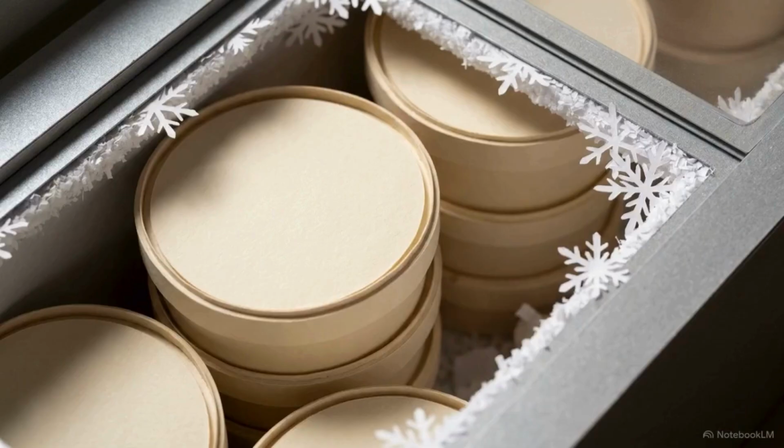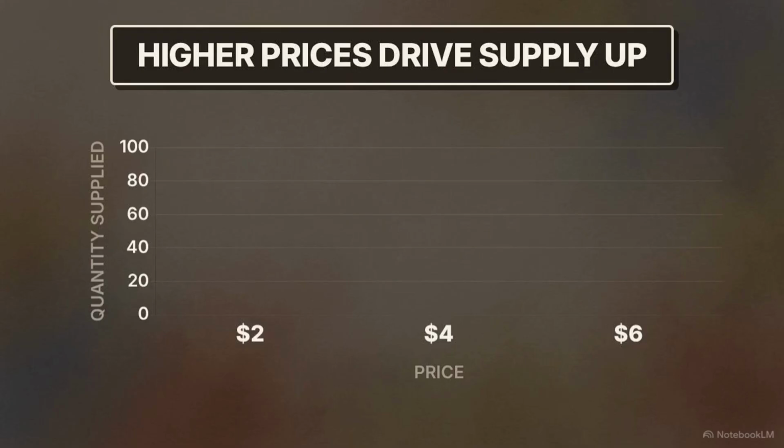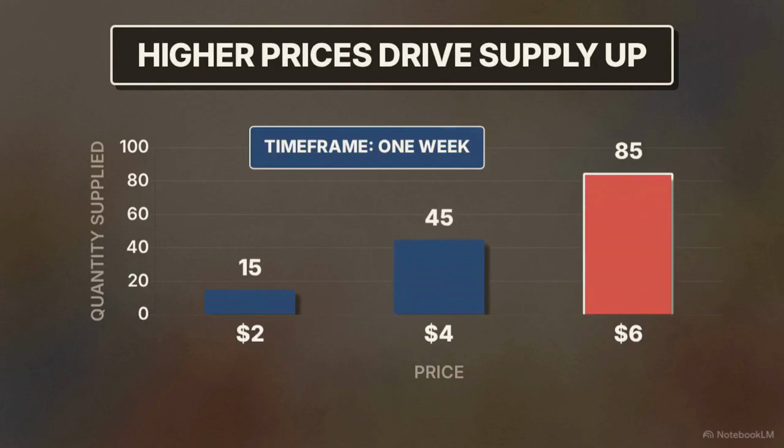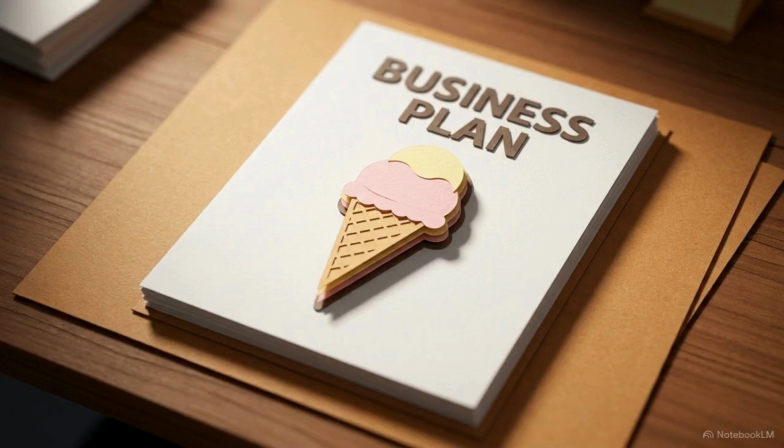When economists talk about Steve's supply, they aren't just talking about the physical tubs of vanilla in his freezer. They are describing Steve's willingness to sell specific amounts of ice cream at different prices over the course of a week. It is essentially his personal business plan.